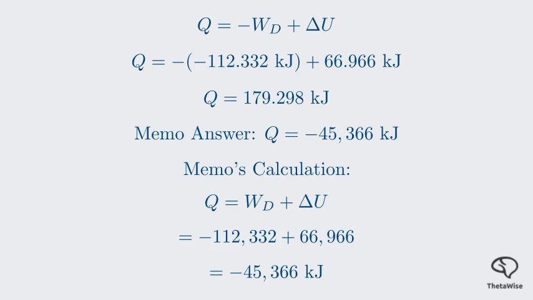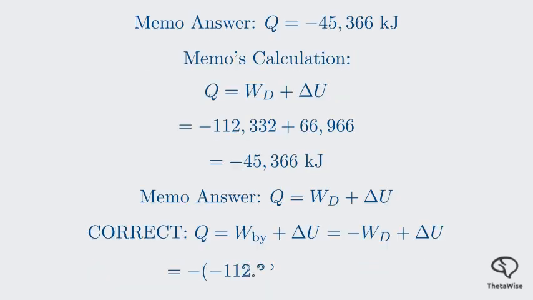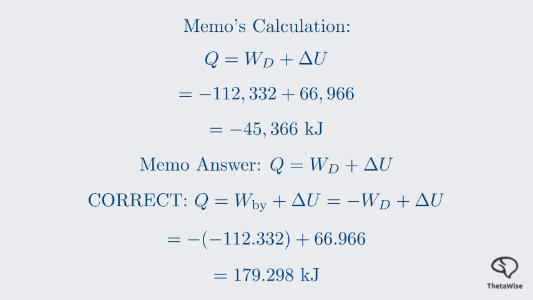Based on the standard application of the first law of thermodynamics and the calculated work done, the correct heat flow is positive 179,298 kilojoules, meaning heat was added to the gas during this polytropic compression. To recap, the memo's answer is incorrect. The first law, applied correctly, gives us a heat flow of 179,298 kilojoules.